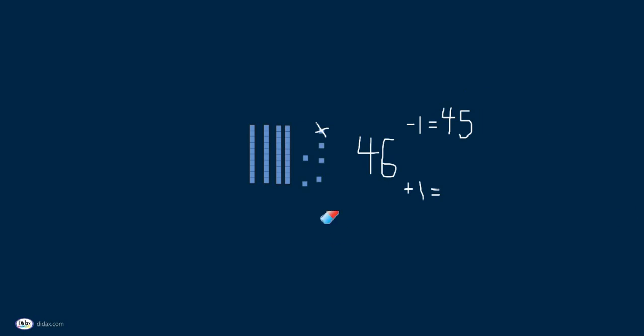Okay, I'm going to erase the X I made because we are going to add to 46 now. So I have 46 rods and dots, and I'm going to add 1. Okay, so just like we did on the last one, when we are adding 1, we're just going to go up and draw another dot. We are going to add another dot. We are adding.